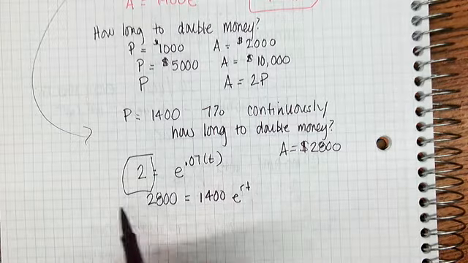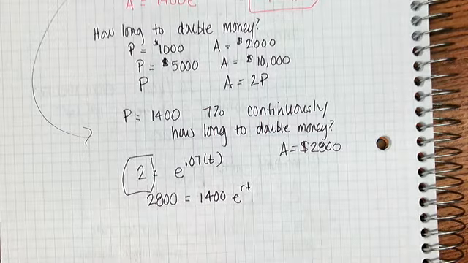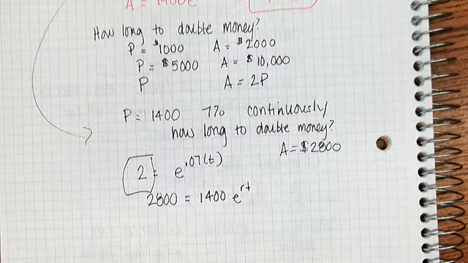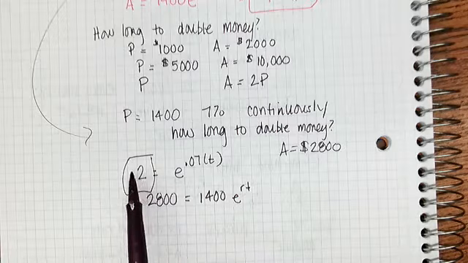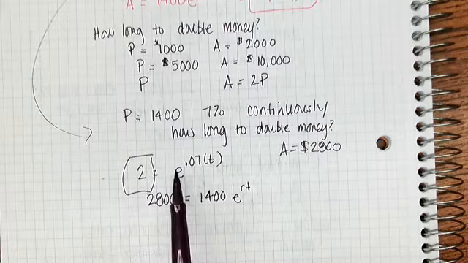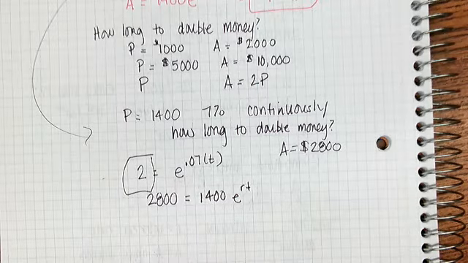Okay, so how do I solve 2 equals e to the 0.07t? Well, guess what? You need to use logs. So I'm going to change 2 equals e to the 0.07t to log form. And I'm going to use natural logs because the base is e.